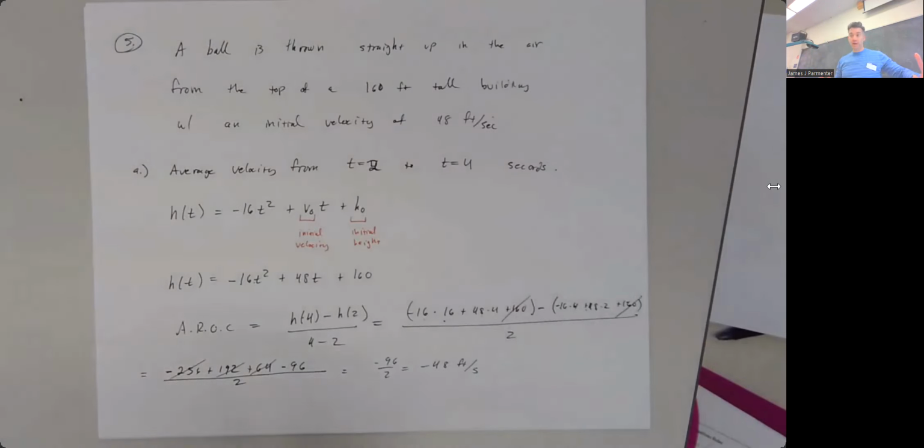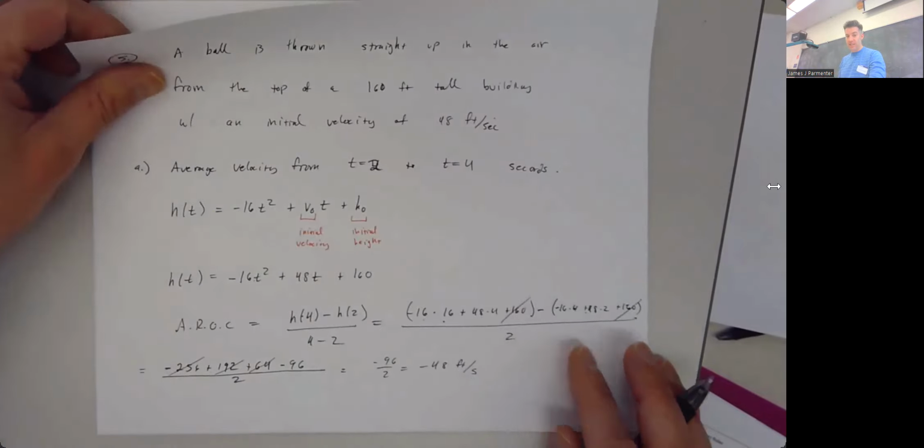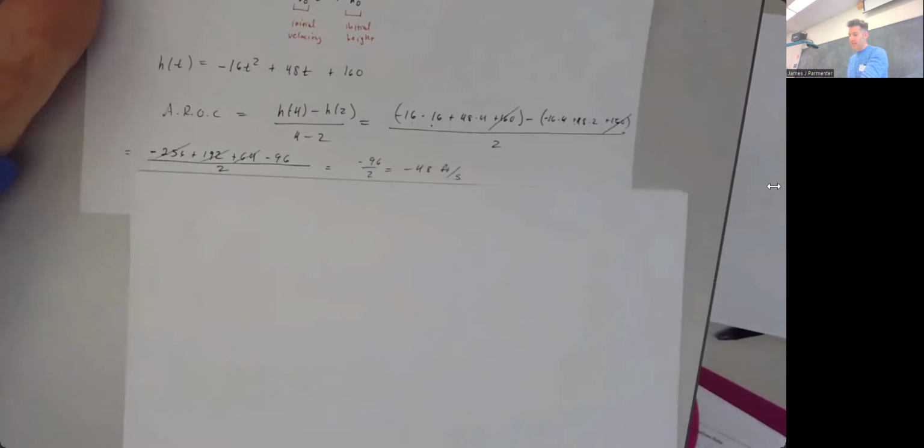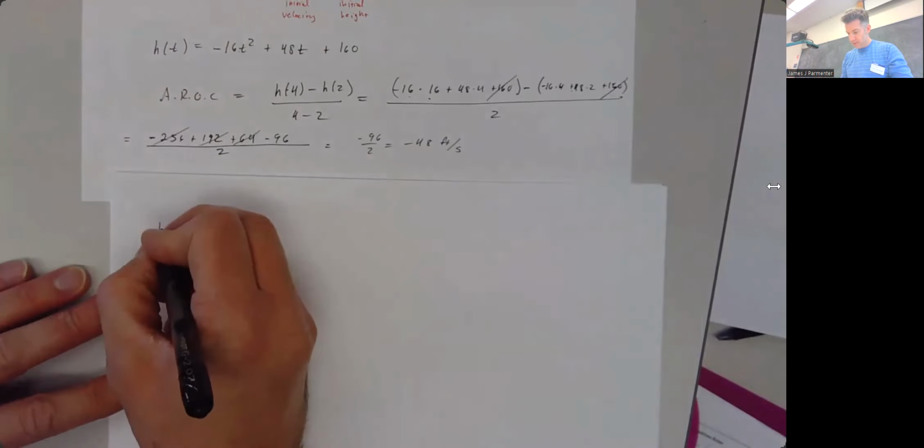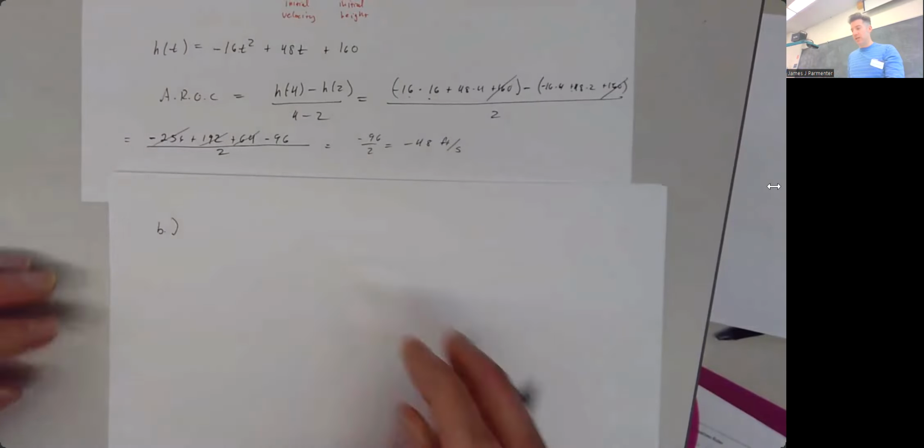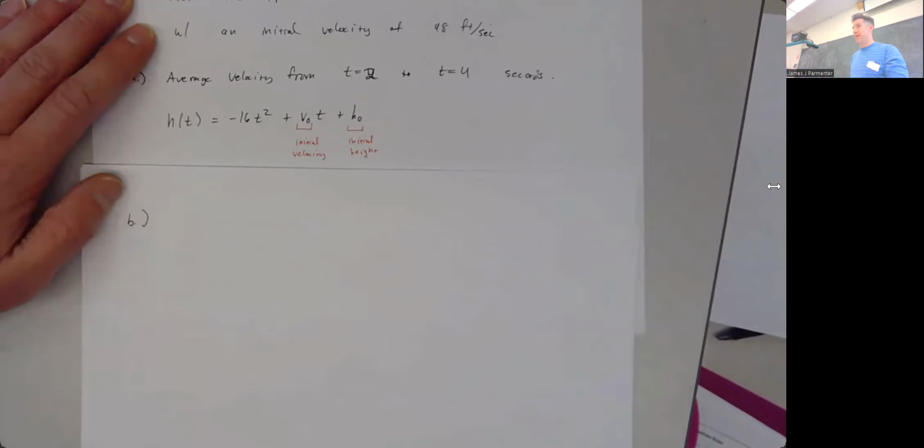All right, let's talk about the instantaneous rate of change, both at the beginning and at the end. So instantaneous rate of change is just a longer way of saying find the what.